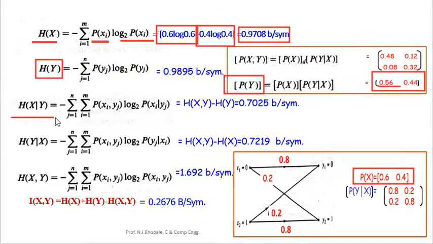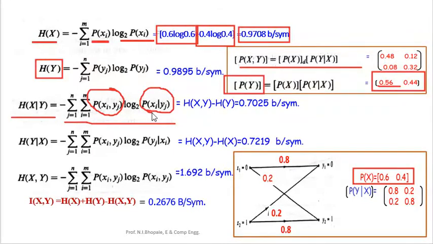Now let's proceed to the next, H of x given y. This is the formula for calculating the H of x given y. P of x comma yj can be obtained from this matrix itself: 0.48, 0.12, then 0.08 and 0.32. For this one, you may calculate directly from this matrix along with the matrix of p of x given y. Otherwise we can use the simplified expression, that is H(x,y) minus H(y).